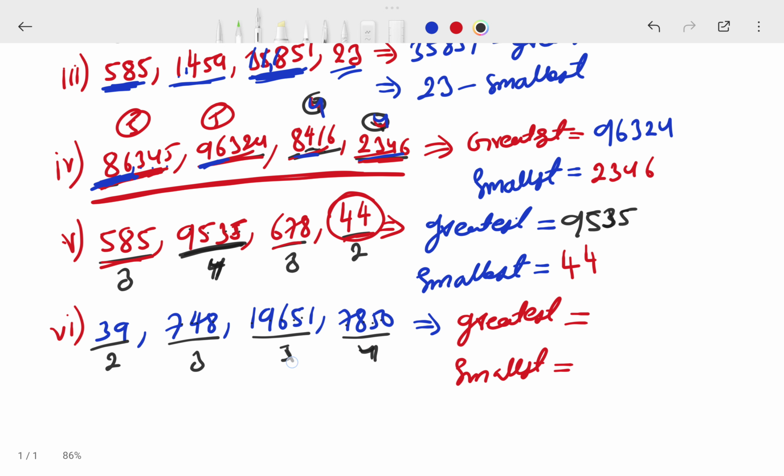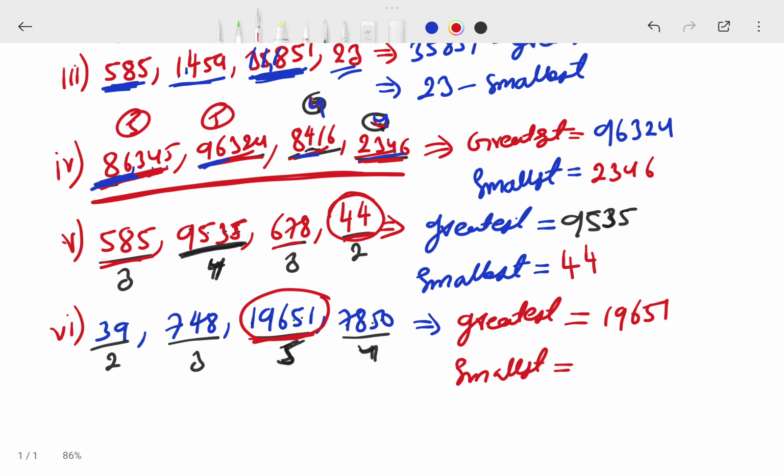Now you can tell me which is greatest. The one that has more digits is greater. It has 5 digits, so that is greater. Why? Because it's 19,651, and it is greater only because it has 5 digits. Okay, that's why. Now which is smaller here?